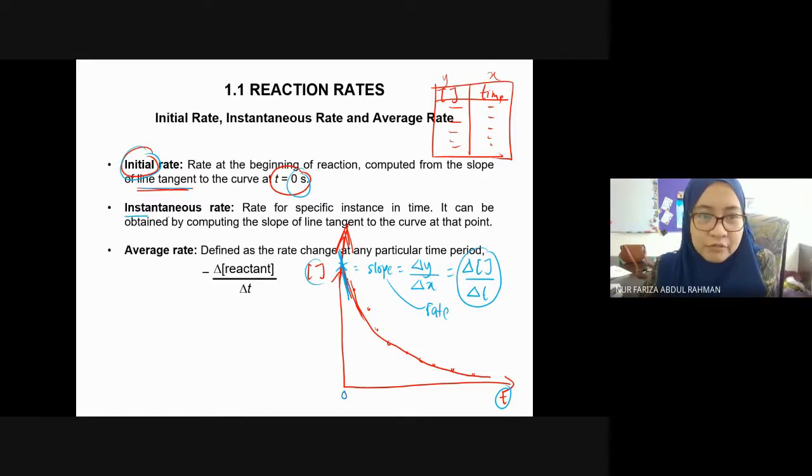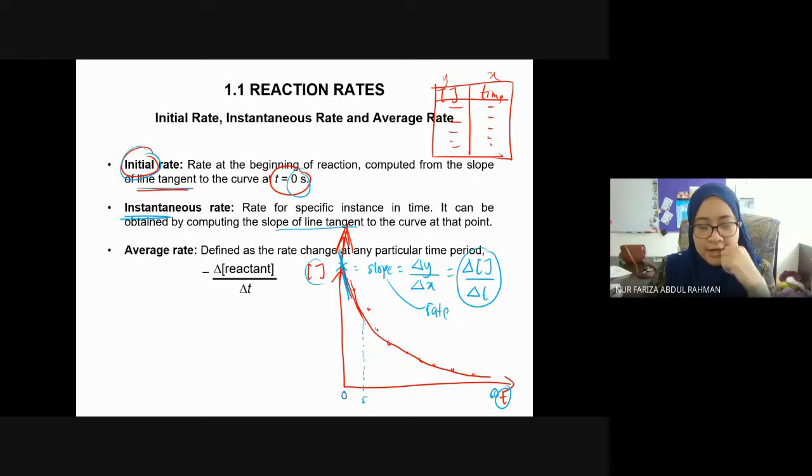Instantaneous rate. The word instantaneous, at that instant of time. Okay, rate for specific instant in time. It can be obtained by computing the slope of line tangent to the curve at that point. Maksudnya at any point, at any instant. Okay, saya rasa saya nak check lah rate at t is equal to 5 minute. Kan? 5 minute. At that instant. So what you need to do is katakanlah this is 60 minutes kan. 5 minit kat mana kat sini? Okay, you pergi ke atas.